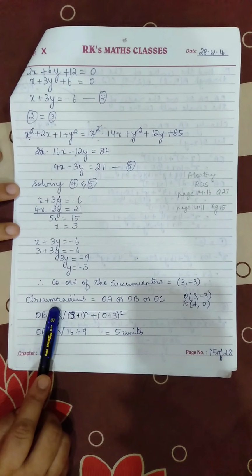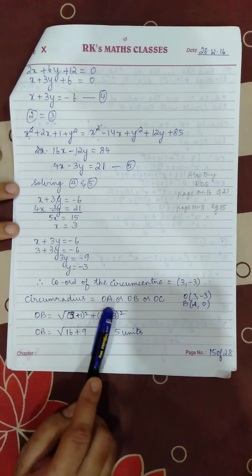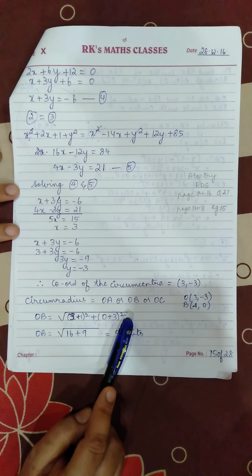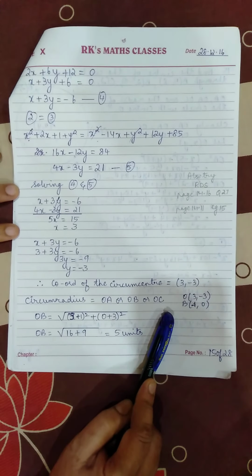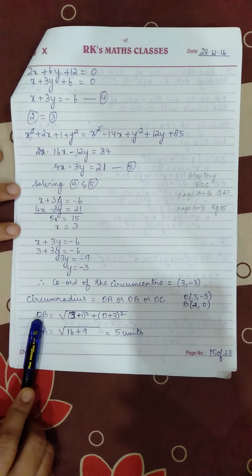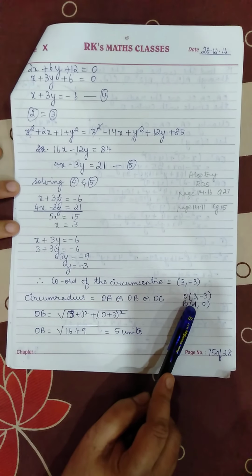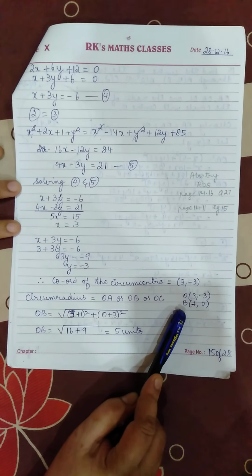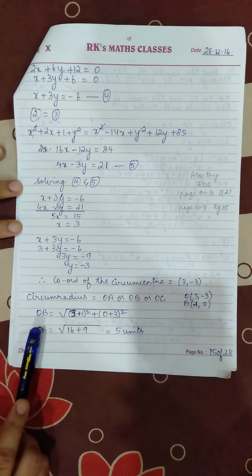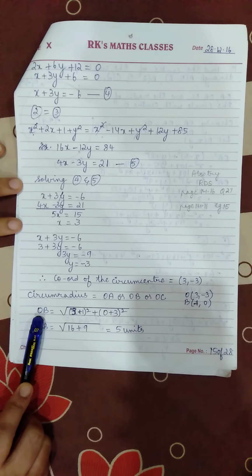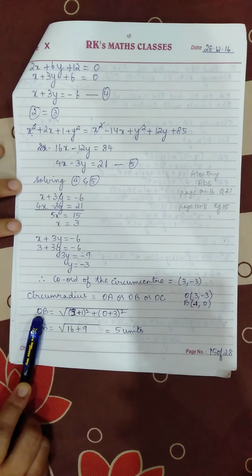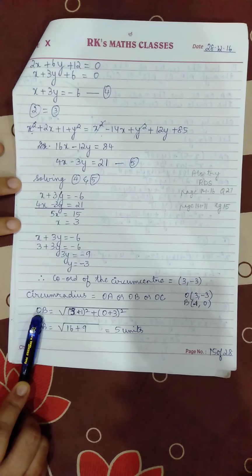Next is to find the circumradius. We know that OA, OB, OC all represent the circumradius. So you could find any one of these three. I have found OB using the coordinates of the vertices O and B. So we need to find OB and not OB square. We need to find the length of the line segment OB, which represents the circumradius, and not OB square.